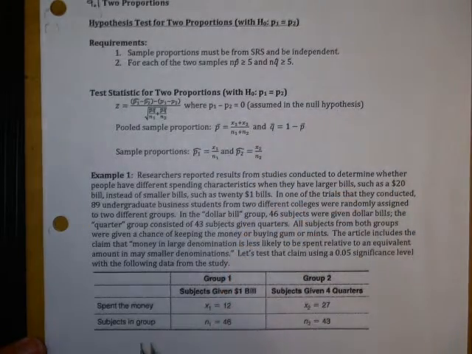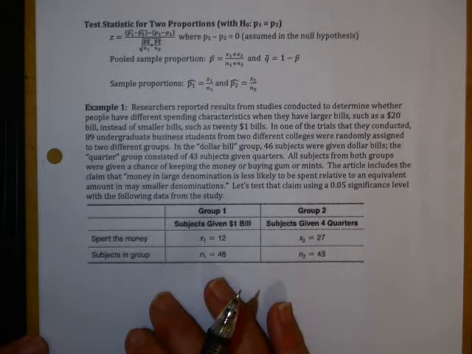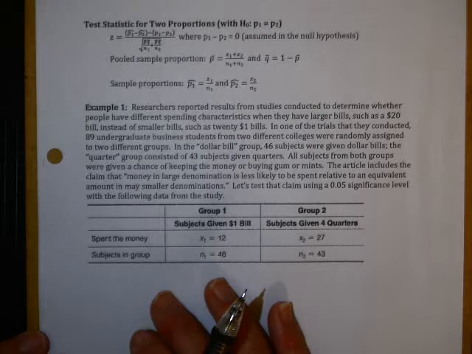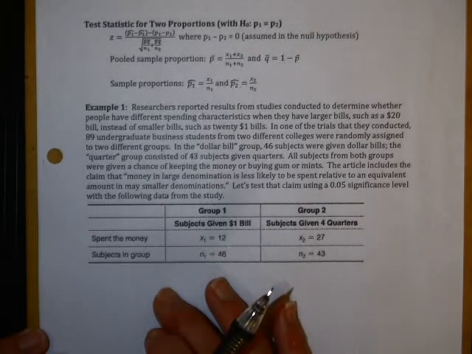Let's take a look at an example. Researchers reported results from studies conducted to determine whether people have different spending characteristics when they have larger bills, such as a $20 bill, instead of smaller bills, such as $1 bills. In one of the trials they conducted, 89 undergraduate business students from 2 different colleges were randomly assigned to 2 different groups. In the dollar group, 46 subjects were given dollar bills. The quarter group consisted of 43 subjects given 4 quarters.